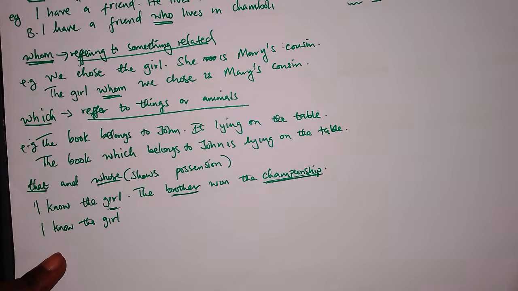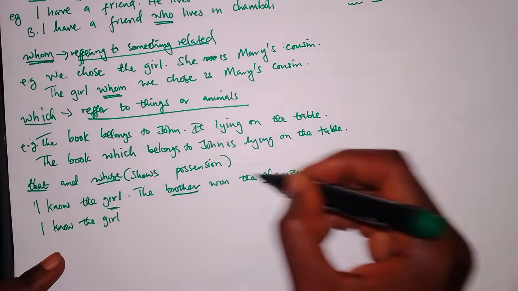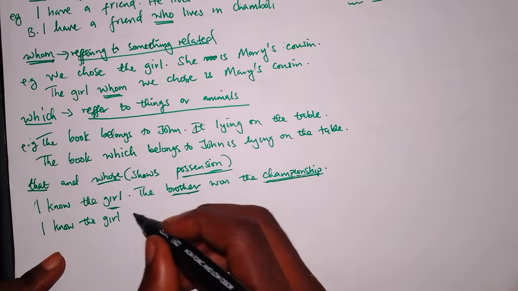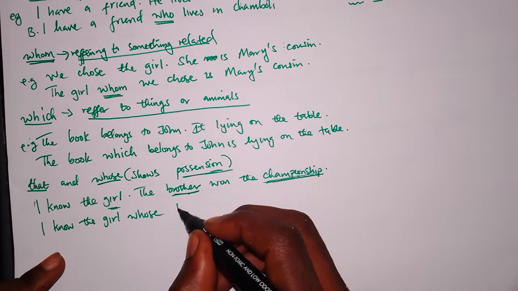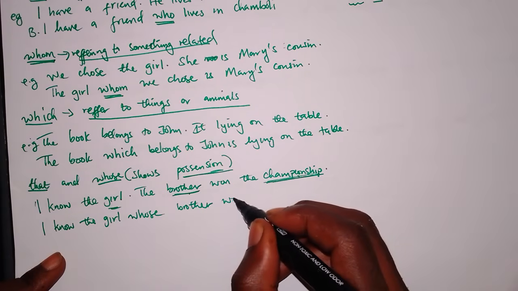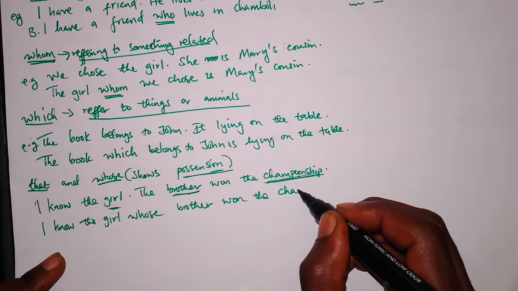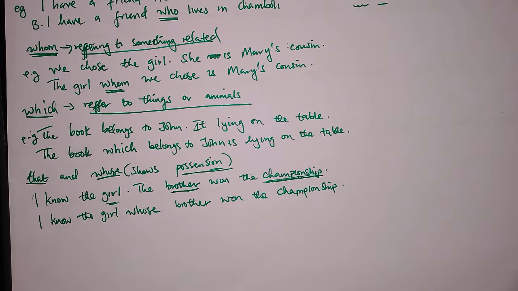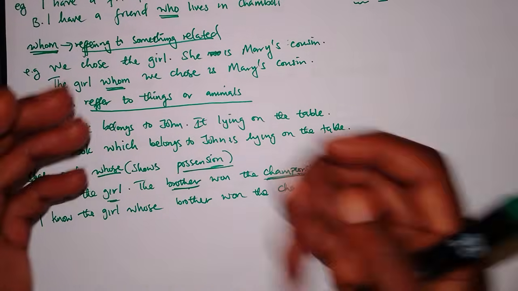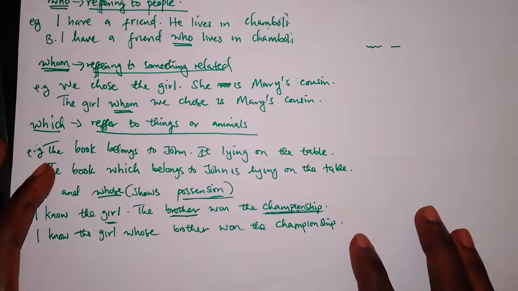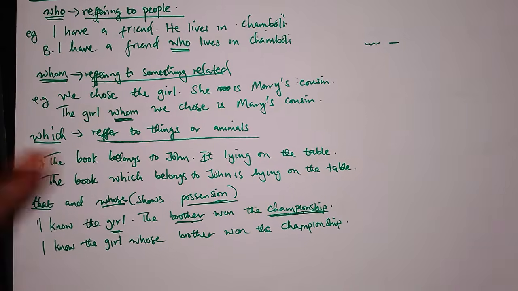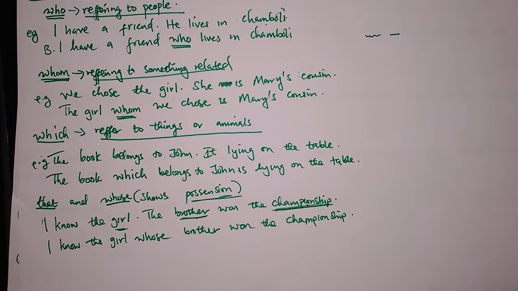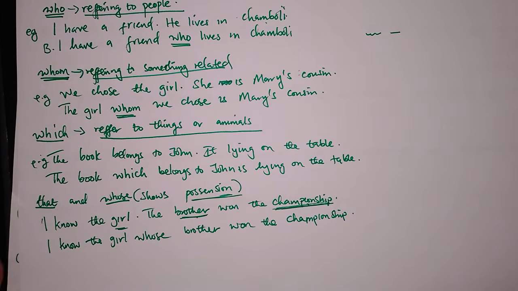Since his brother won the championship belongs to him, it shows possession between the brother and the championship. So that's why we are going to use whose. So the girl whose brother won the championship. So this is how easy relative clauses are, and this is how you can get almost any rewrite on relative clauses correct.